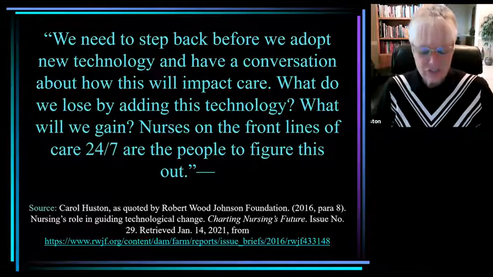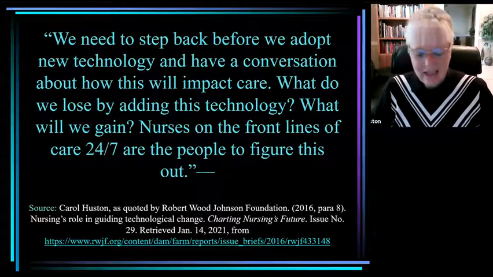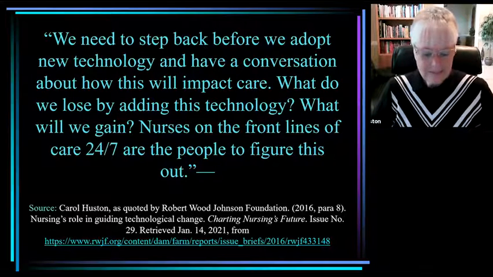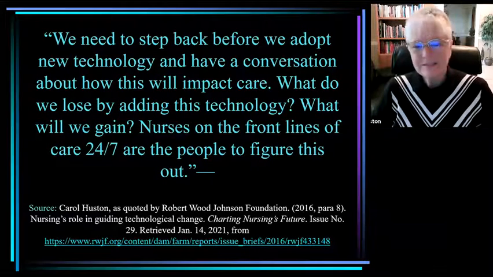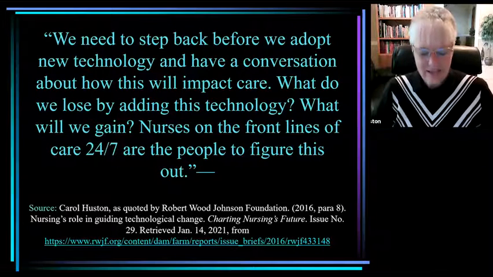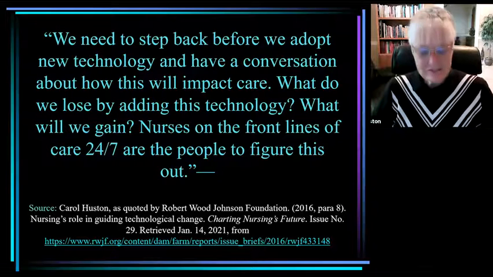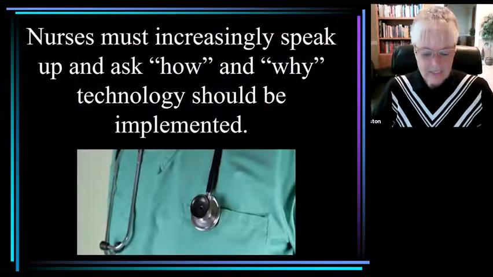But I think it's nurses that increasingly have to step up and ask the how and the why of how technology should be implemented. What parameters need to be put in place? What skills do we have to make sure that we have first? And what are the important questions that we have to ask before we bring that in? And for that to happen, nurses have to be at the table.